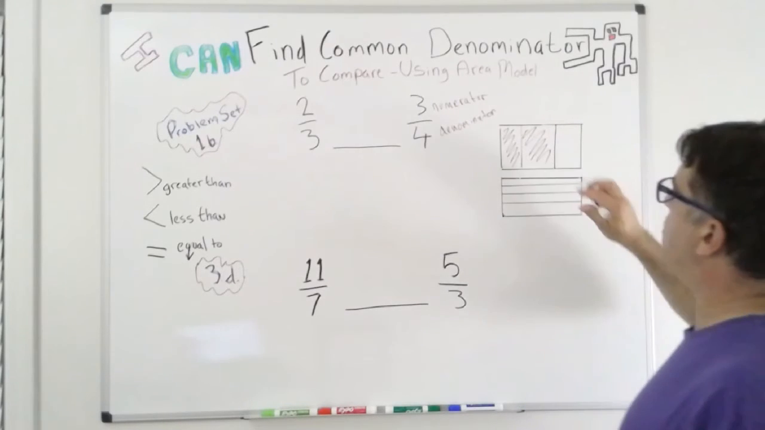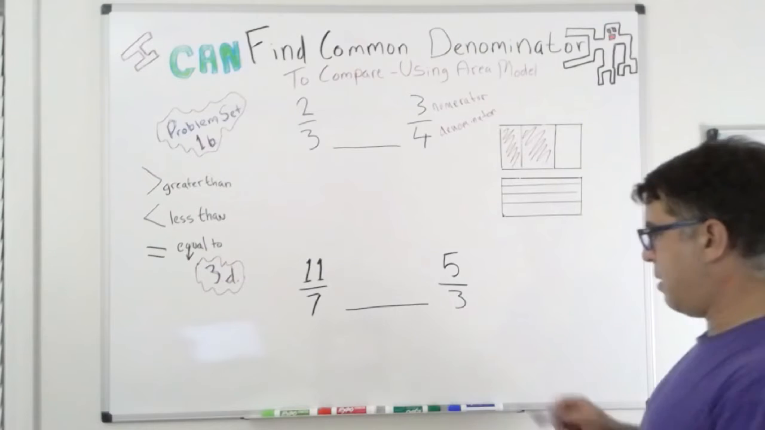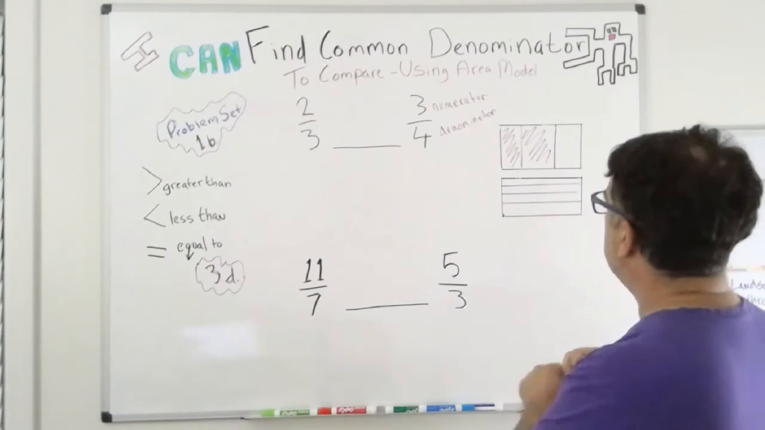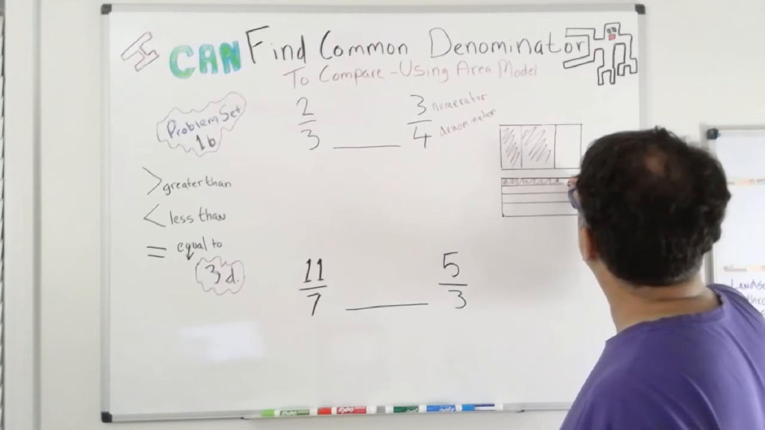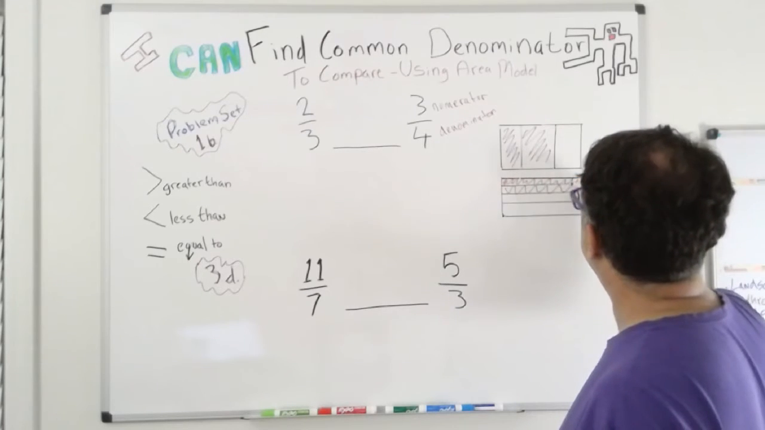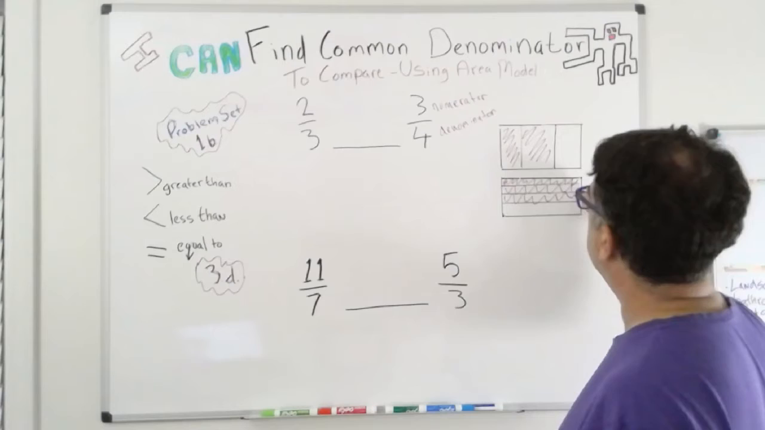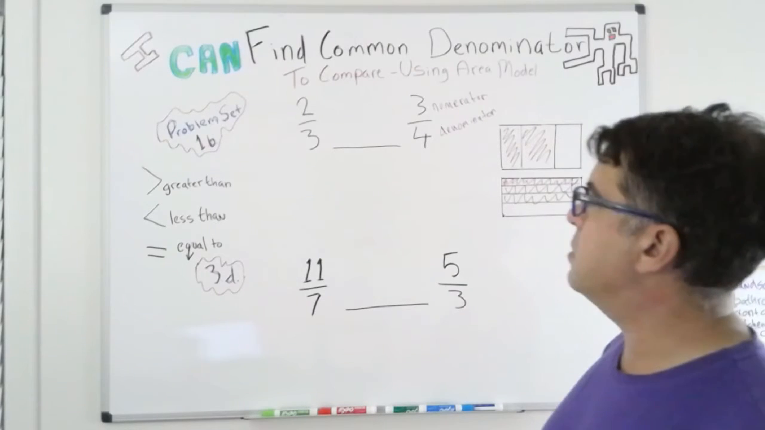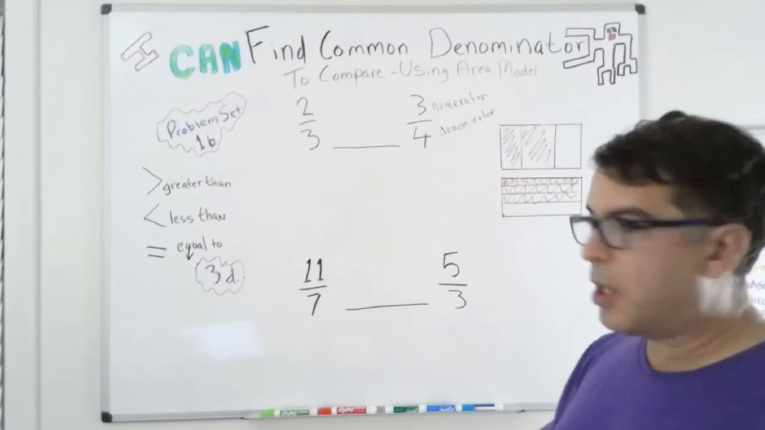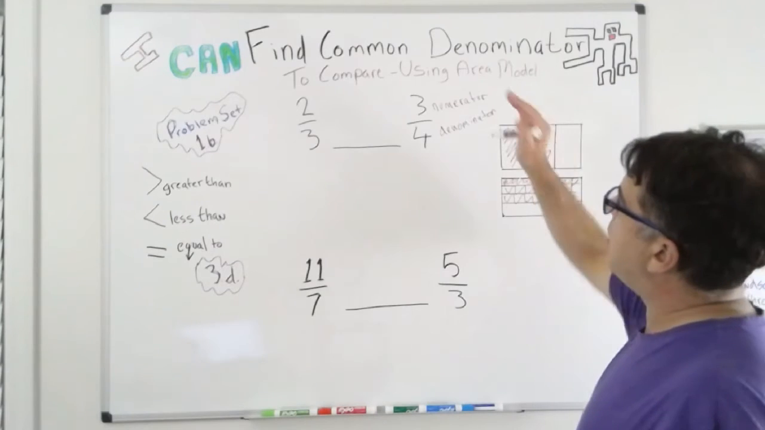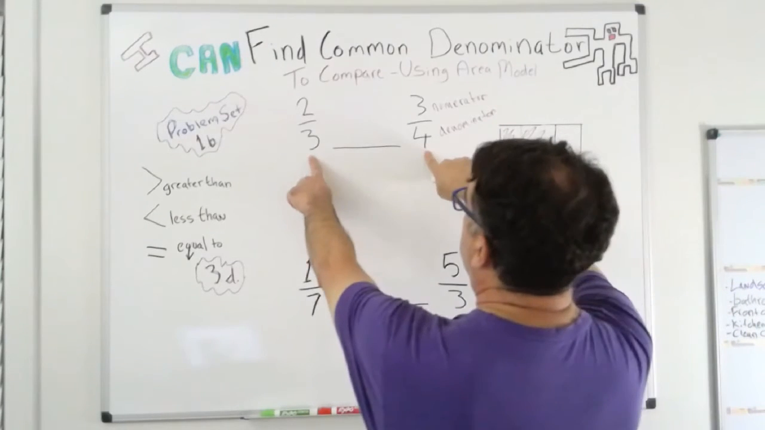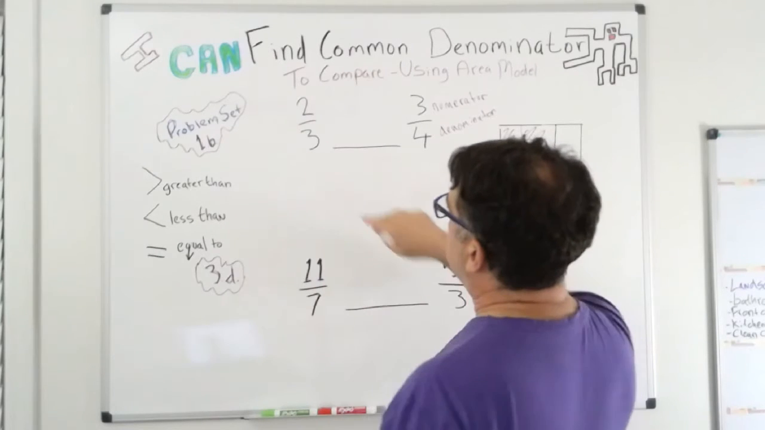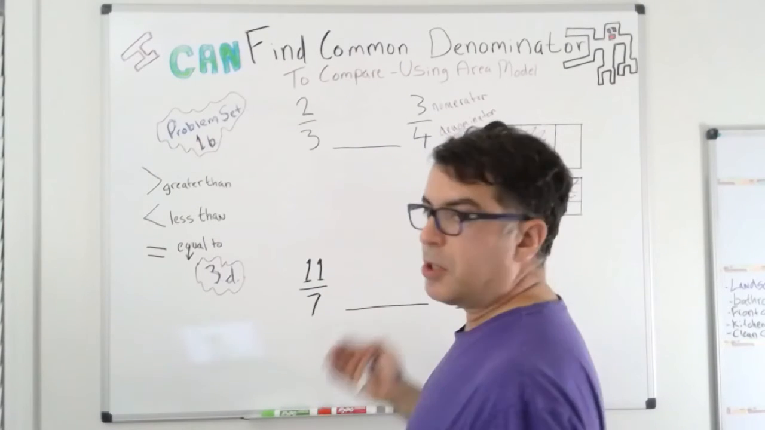So we have 2/3. There's 2 out of 3. And then we have 3/4. So that's 1, 2, 3 out of 4. Now what they're trying to tell you is we have to multiply in order to find a common denominator. What is the common denominator for 3 and 4? Well, if you just multiply 3 and 4, you get 12.